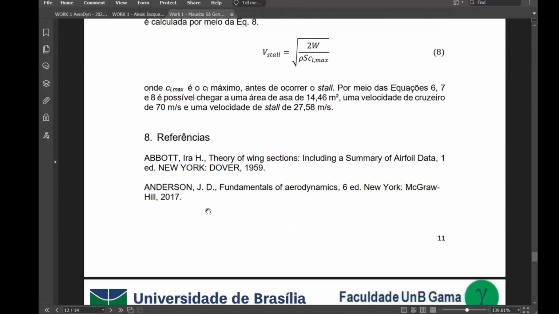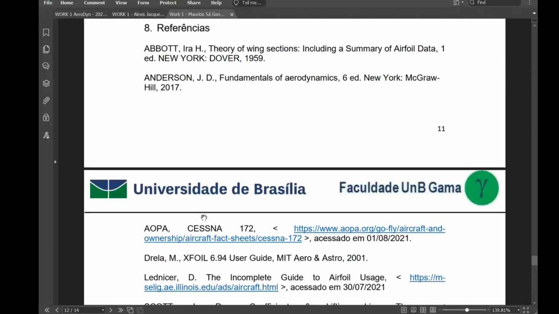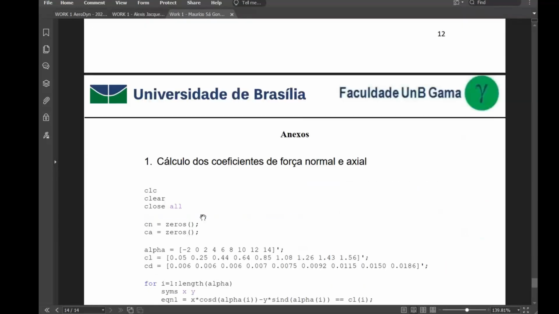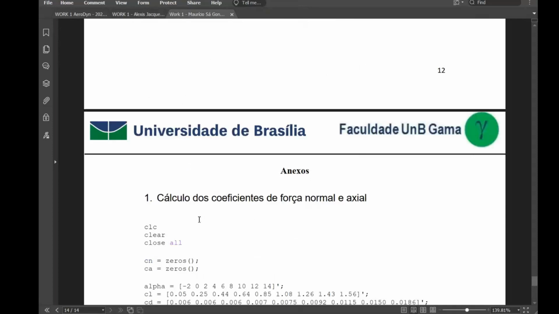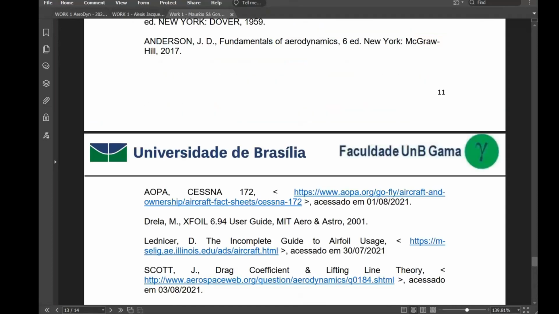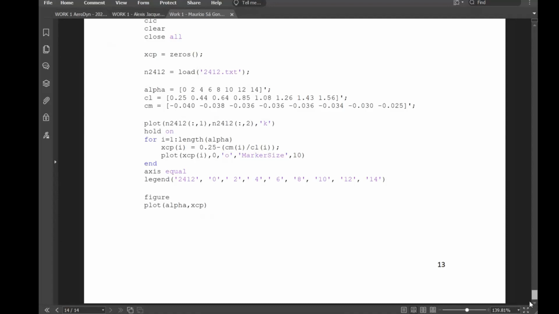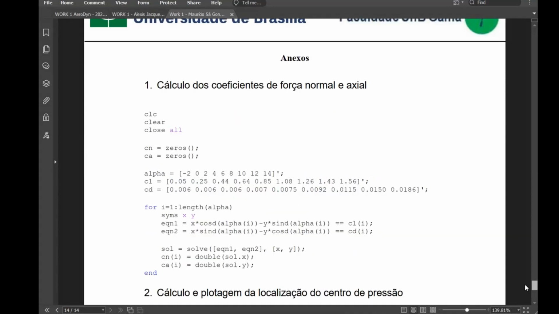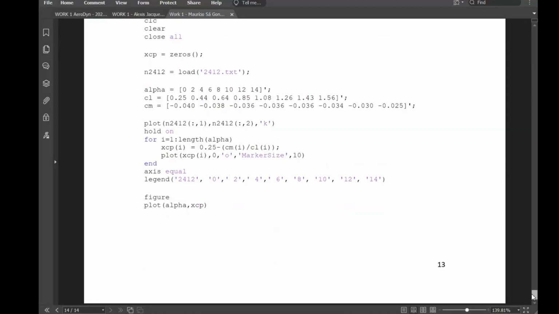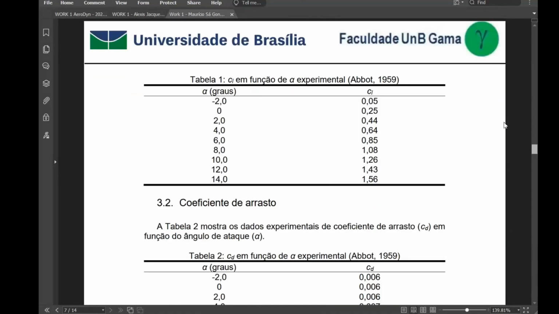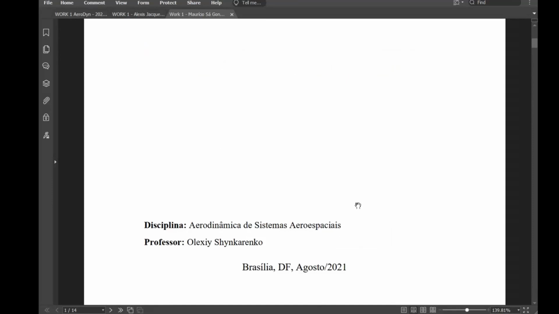Okay, so that's it. And then references and maybe some annex. There is no annex. Just the calculation of aerodynamic coefficients. Very, very simple formulas, right, that allow us to process data. Nothing complex, nothing heavy. Very simple, very light calculation.